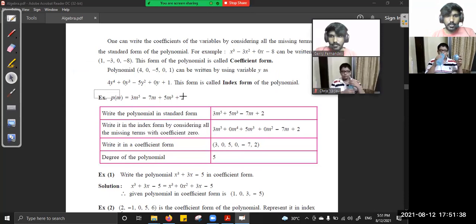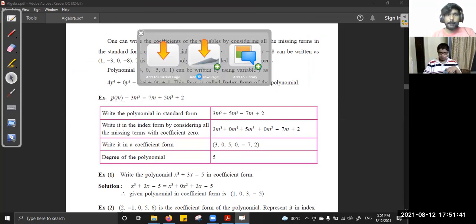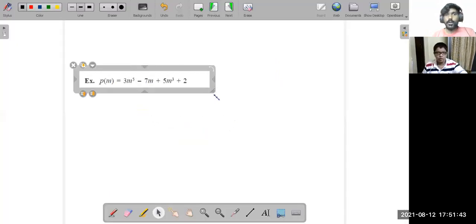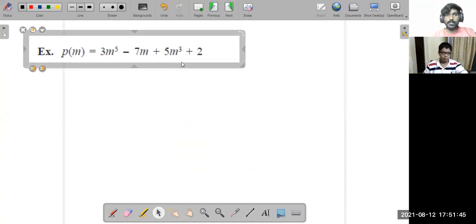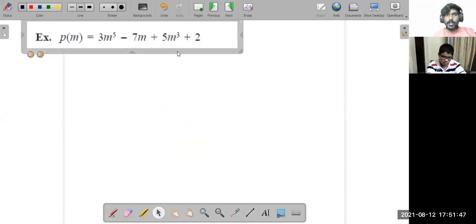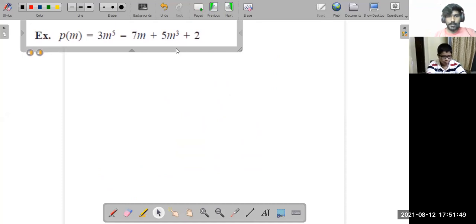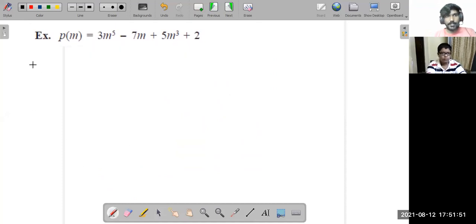Okay, let's do one example. You have to write all three forms of this polynomial. First, let's start with what is the degree of this polynomial. What is the degree of this polynomial? 5. Now let's start with standard form.